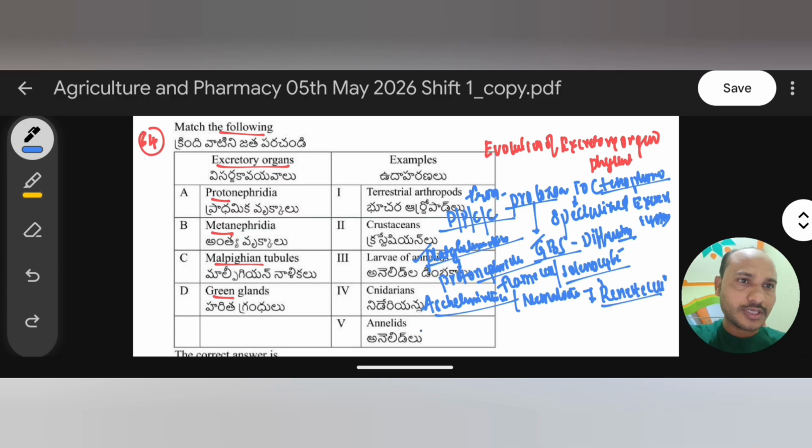And after Aschelminthes we have Annelida, which includes earthworms, leeches and so on. In Annelida, the excretory organ is nephridia. So very important. Coming after Annelida, we have phylum Arthropoda.